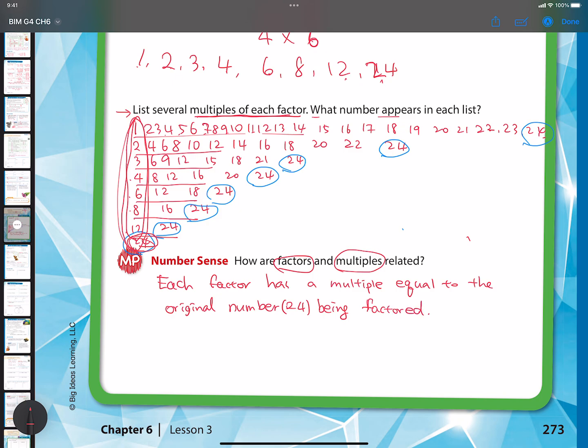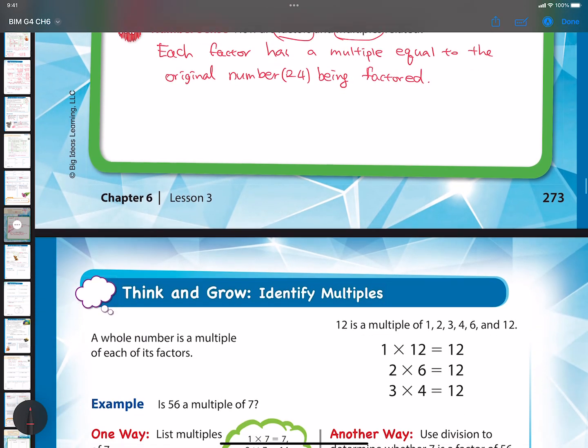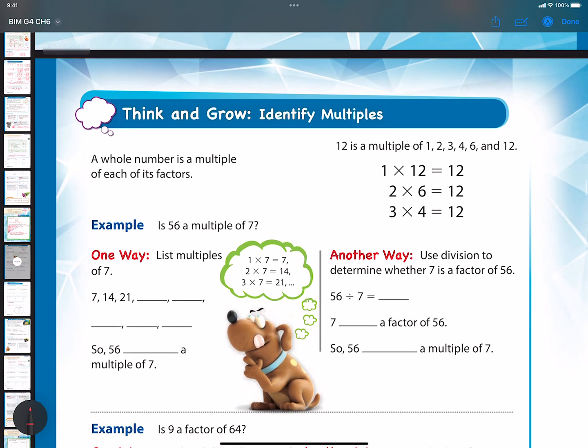Okay, so we factored what? 24. We found out the factors of 24, right? So each factor, which is 1, 2, 3, 4, 6, 8, 12, has a multiple, right? When we found out the multiples of each factor, we have what? The original number, which is 24. That's what it meant. Okay, so original number being factored, which means what? We get the original number, which is 24. Yesterday, we were talking about what? Given number. Okay, they are same. All right, so you see the relationship? Yes, factor and multiple. Okay, so they are related, but it's not the same.